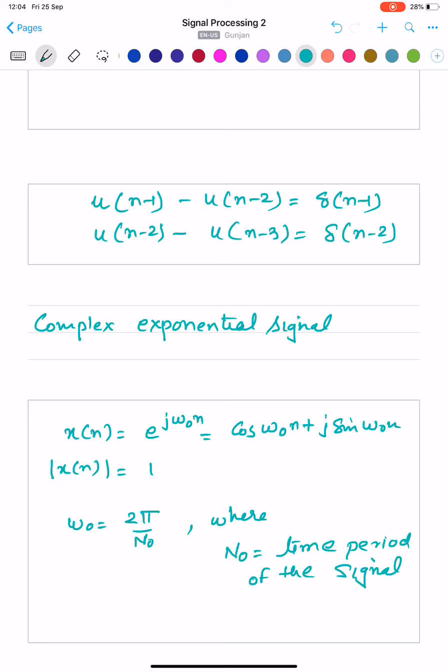So these are some important signals which we need to know in this discrete time domain.